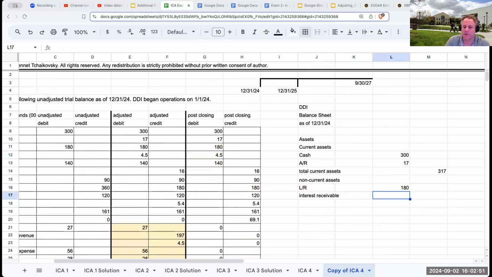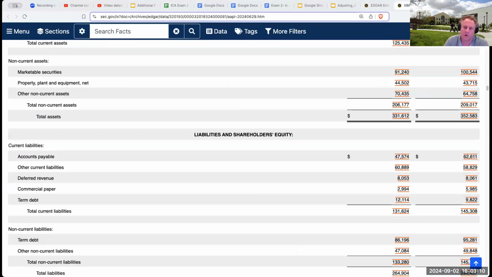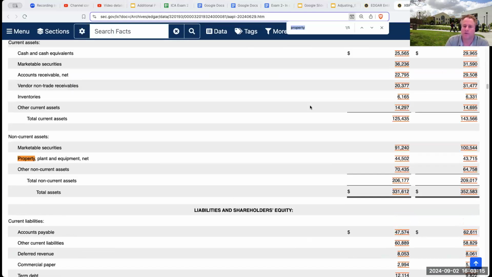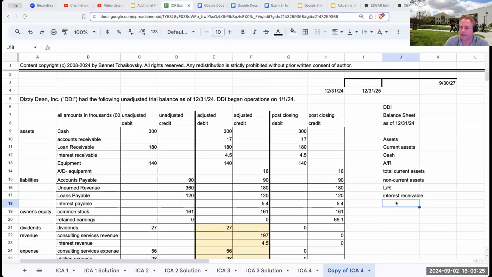My loan receivable is 180. My interest receivable is 4.5. Now, when it comes to equipment, I'm very, very particular about certain things if you're taking my class. The way you have to show this on the balance sheet is similar to what we went through earlier with property, plant, and equipment. I want to see PP&E, less accumulated depreciation, which gives you property, plant, and equipment net.